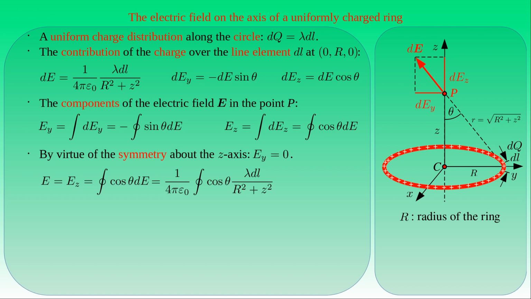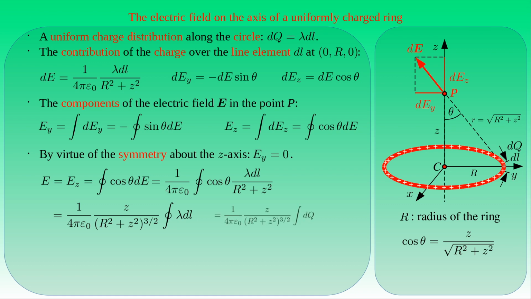Here cosine theta can be expressed in terms of the Cartesian coordinates, which is given by the ratio of the distance z to the distance small r. That is, cosine theta is equal to z over the square root of capital R squared plus c squared. If we substitute this result into the integral, the magnitude of the electric field can be written as 1 over 4 pi times epsilon naught, times z over capital R squared plus c squared to 3 over 2, times the integral of lambda with respect to the length L along the circle. We immediately see that the integral is just the integration of the charge along the circle, which gives the total charge Q distributed along the ring.